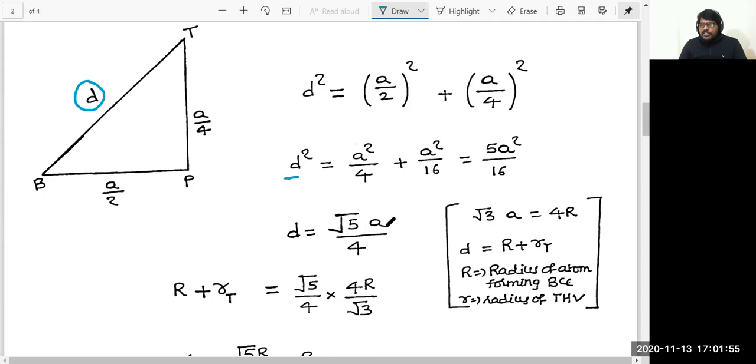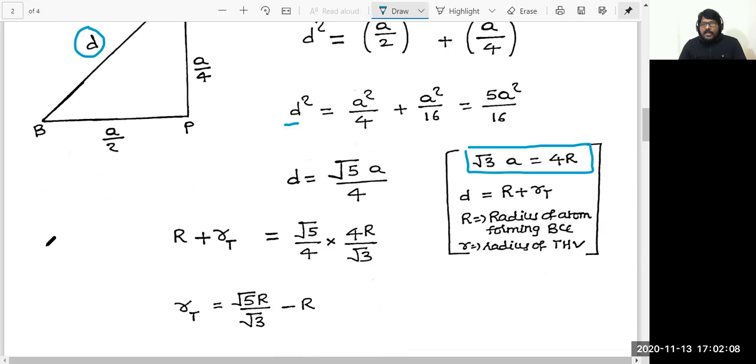But do you remember the relation between edge length and radius of atom which is forming the unit cell? BCC, do you remember? Root 3a is equal to 4r. In case of a BCC unit cell, if you take a body diagonal, the particles along the body diagonal are present like this, and this is the particle which is forming BCC unit cell. This is body diagonal. Body diagonal is root 3a. Root 3a is equal to 4r.